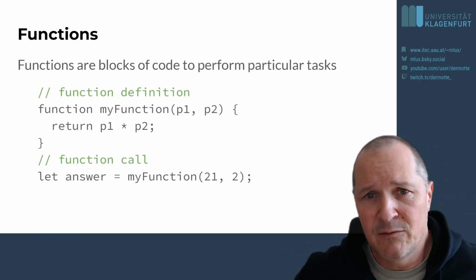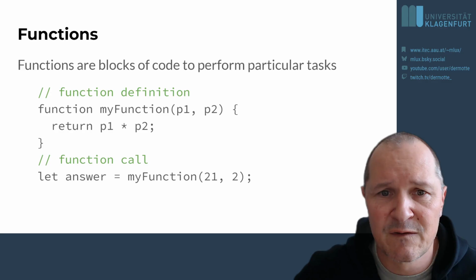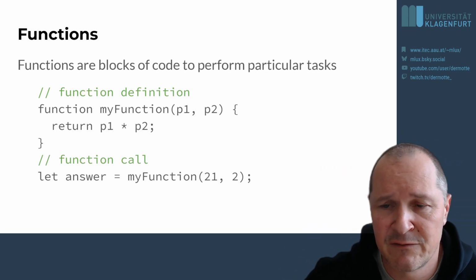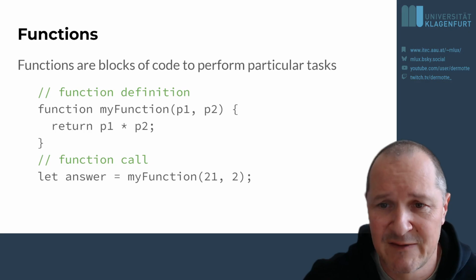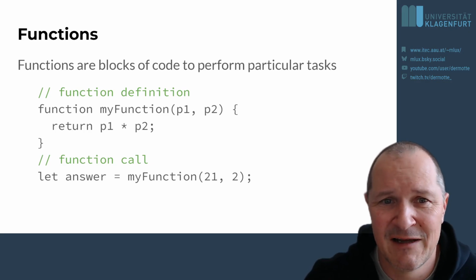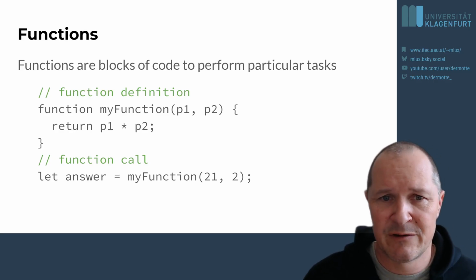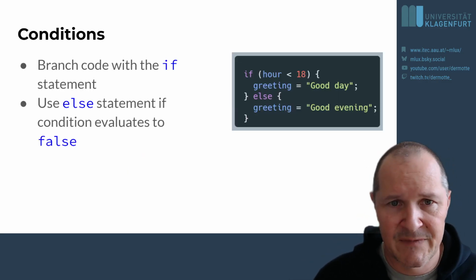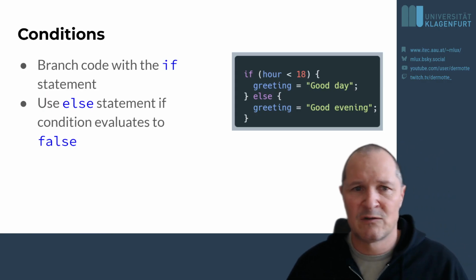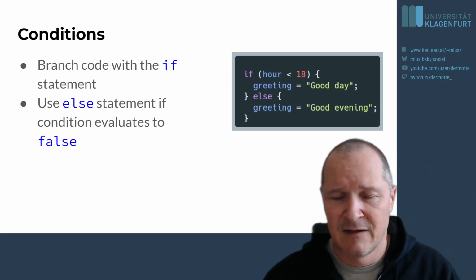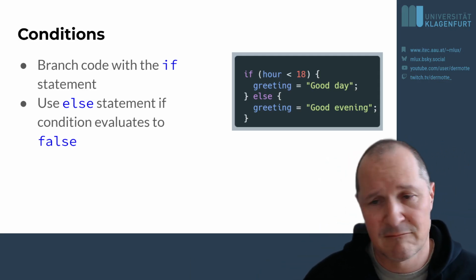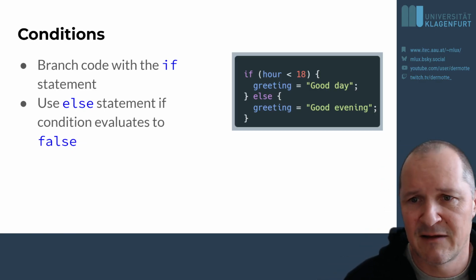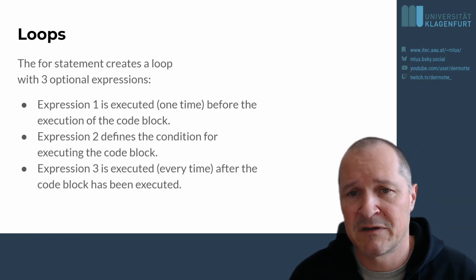Functions are blocks of code that perform particular tasks and are reused throughout your source code. So if you do something more than one time, consider putting it inside a function. A function has a return value, like here, return p1 times p2, which would just multiply two values. And very important, you can branch code with the if statement. So of course, if something is smaller than 18, then do something, else do something other than that. Just to give you an idea, so you've seen it for our examples later.